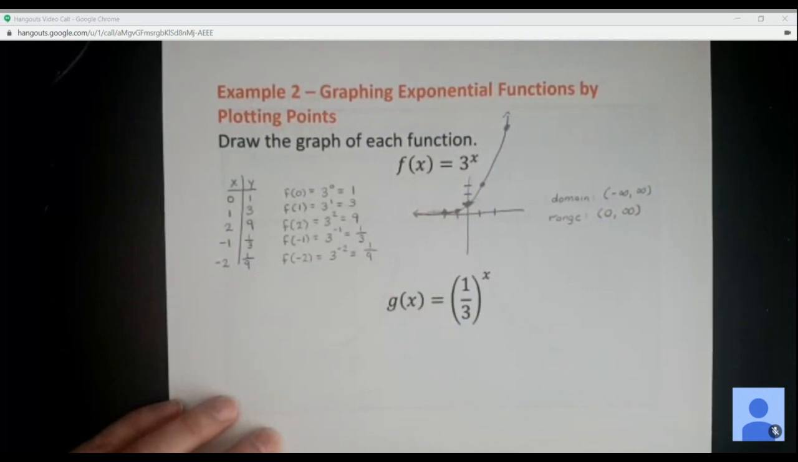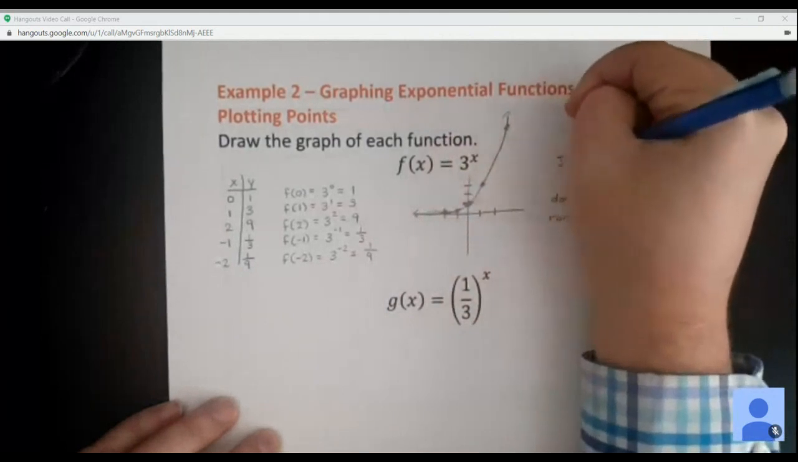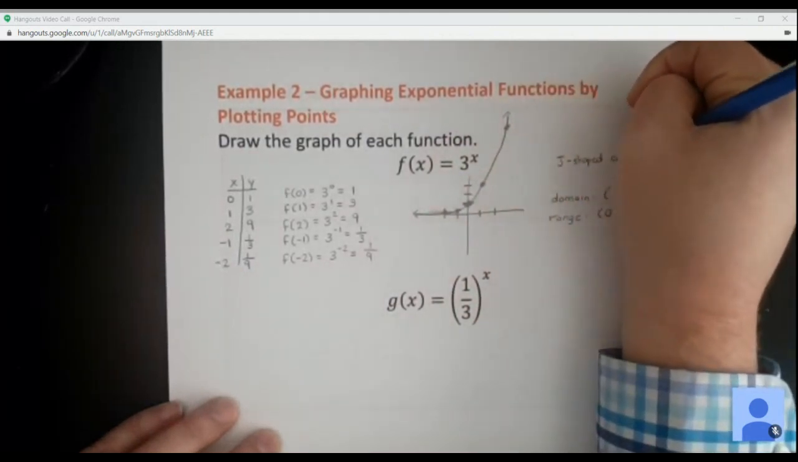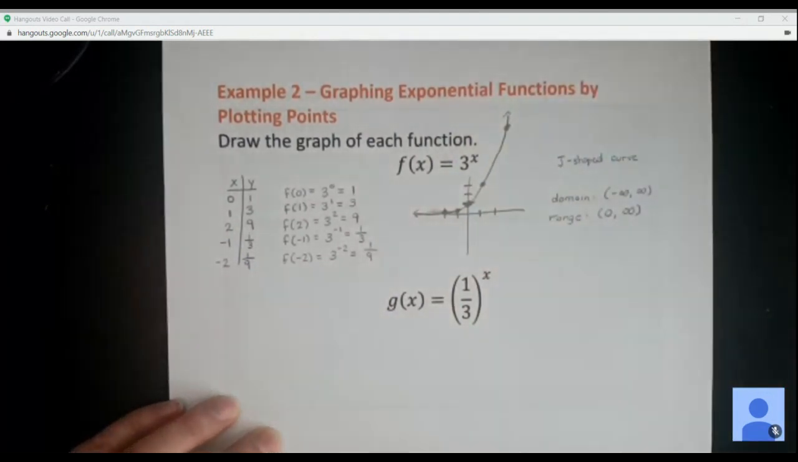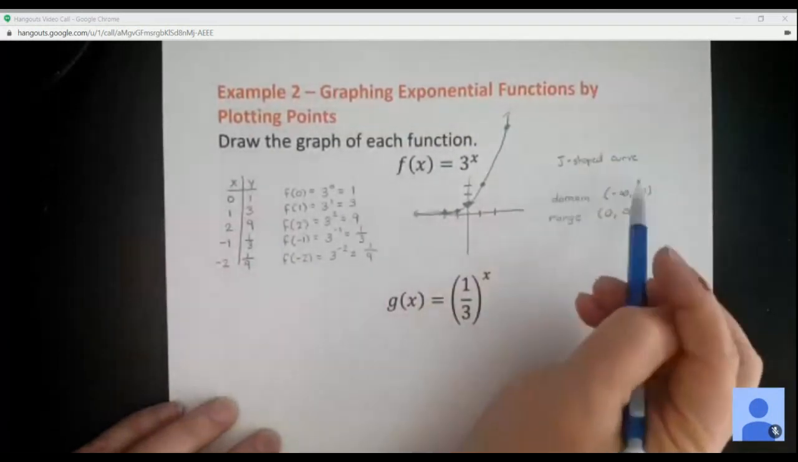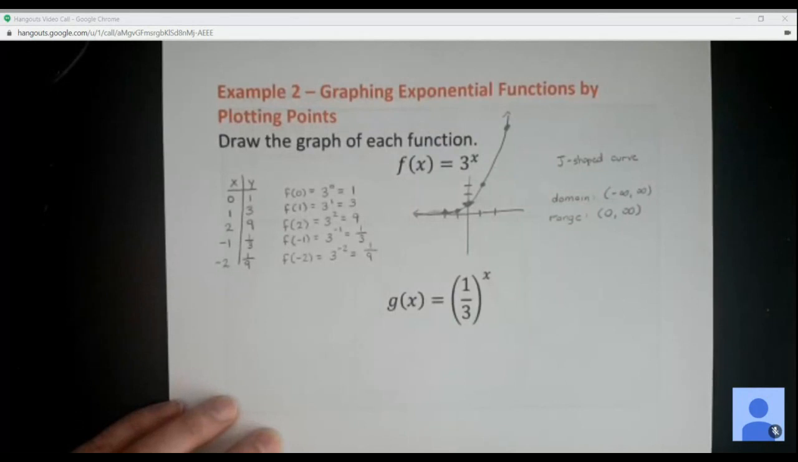Now, the general name we give that graph, this right here is what we call a J-shaped curve. Okay. Whenever you see a graph that looks like that, where it's growing exponentially towards infinity to the right, we call that J-shaped because it looks like the letter J. Any questions on that graph? All right, let's look at the next one now.